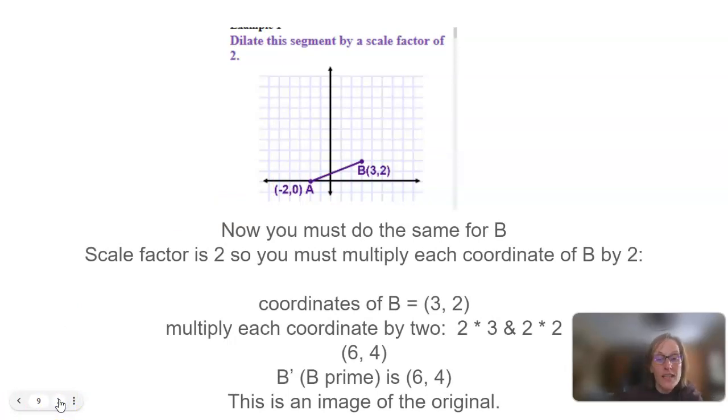But remember, I have to do the same thing for coordinate B. So I have to take the coordinates of B, 3 and 2, I just copied them down, and I'm going to multiply both the 3 by the scale factor of 2 and 2 by the scale factor of 2. So 2 times 3 would be 6, and 2 times 2 would be 4. So B prime would be at the location of 6, 4. X equals 6, Y equals 4.